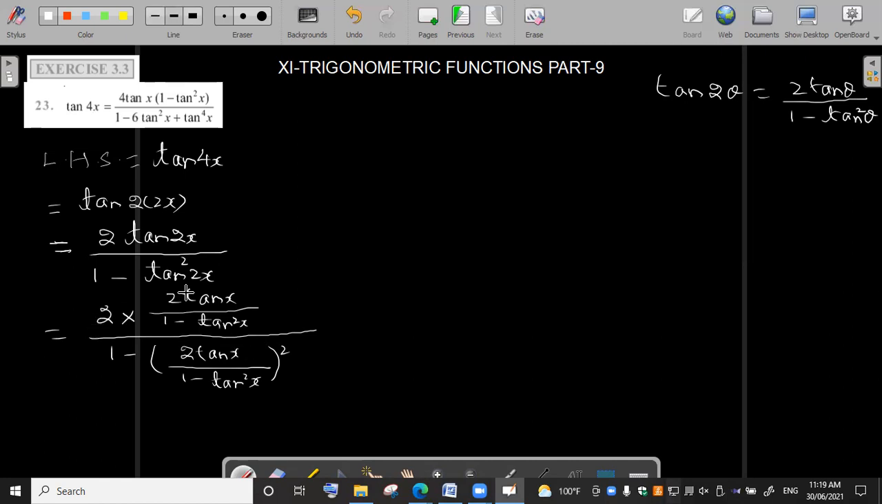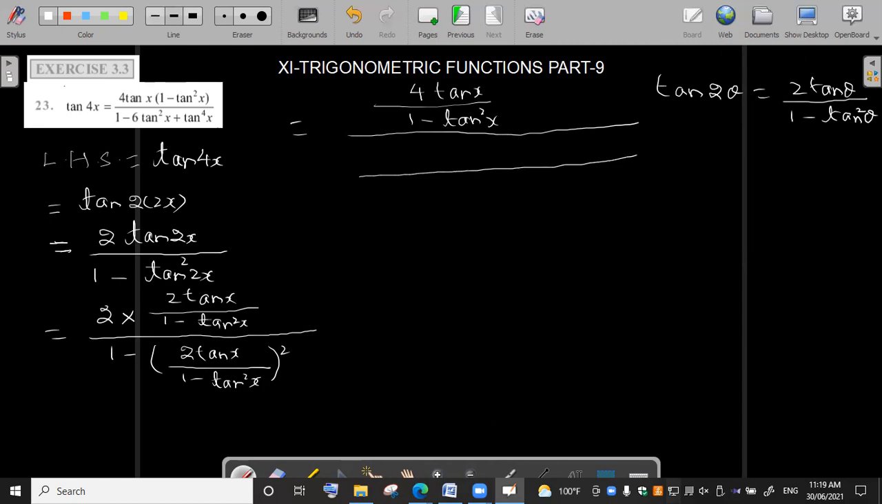Okay, so this will become 2 to the 4. You can first take the LCM. 2 will go with this 2, so that will become 4 tan x divided by 1 minus tan square x, as it is numerator I have written. Denominator, I will take the LCM, whole square, putting whole square on both, 4 tan square x, and then taking LCM, this denominator will become 1 minus tan square whole square.